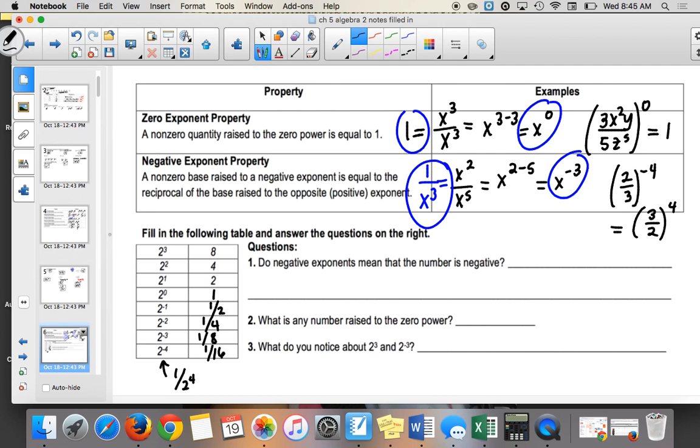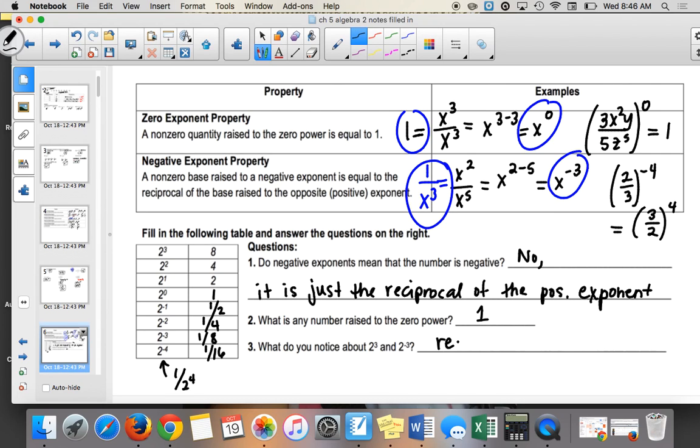It follows that pattern. So do negative exponents mean that the number is negative? If I had 2 to the negative 4, was my output negative? No, I had a positive number in the end, so no. It is just the reciprocal of the positive exponent. So if I raise the whole thing to a positive number, it's a reciprocal. So what does any number raised to the 0 power? 1. And then what do you notice about 2 to the 3 and 2 to the negative 3? They're reciprocals, exactly.